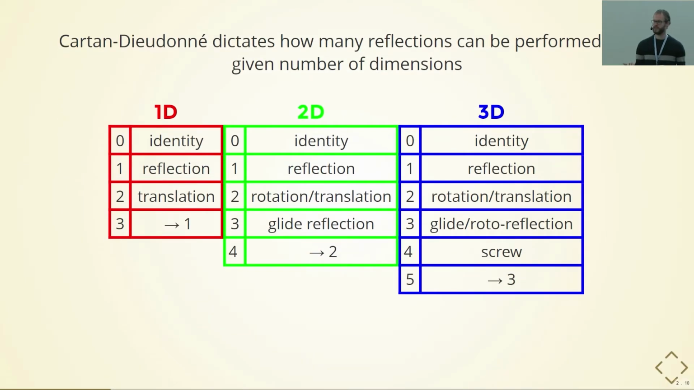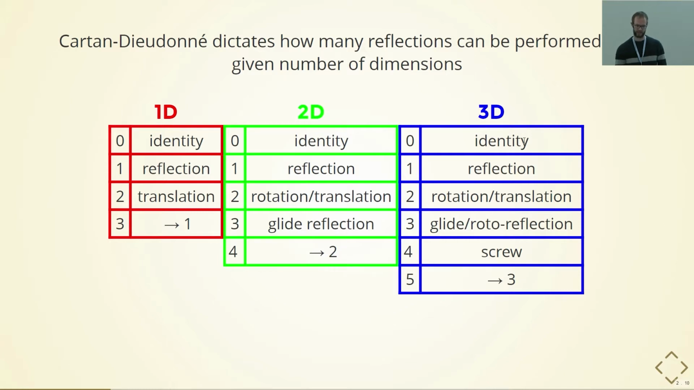So Cartan Dieudonné actually dictates how many reflections can be performed in a given number of dimensions. So if you are in 1D, you can do either a single reflection, you can do 2 reflections, which makes a translation, and then when you go to 3 reflections, that's the same as just doing 1. And in 2D, the same thing happens. You can do a single reflection, you can do 2 reflections, and that now becomes either still a translation or you get something new, the rotation. And then you can compose 3 of them to make a glide reflection. But then when you do 4 reflections, nothing new happens. That's the same as doing 2, as we just saw.